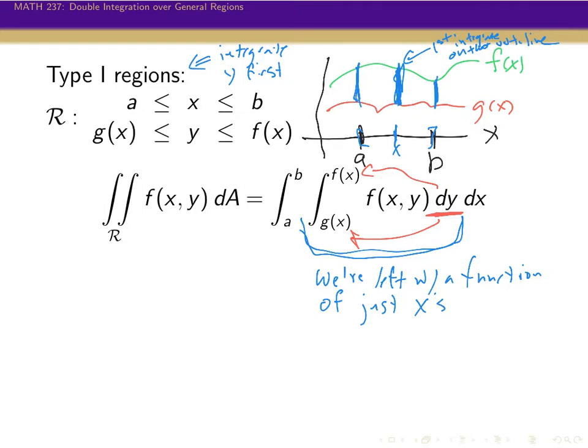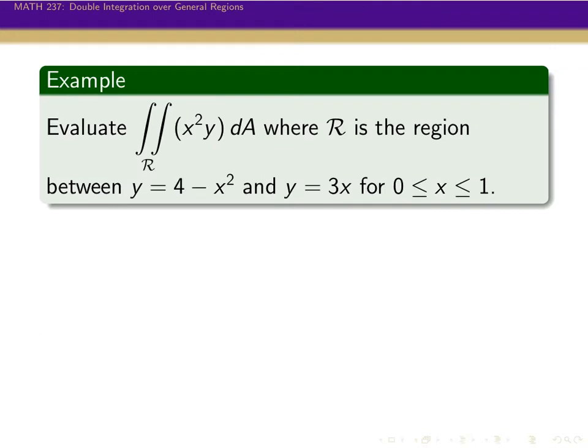And so then, at the end, we have some integral from a to b of this function that's just in terms of x. And so this is a doable definite integral then. Okay. So let's do an example to walk through this.